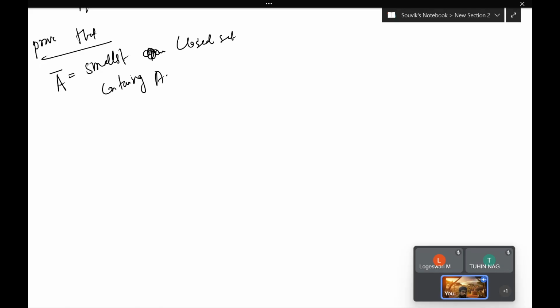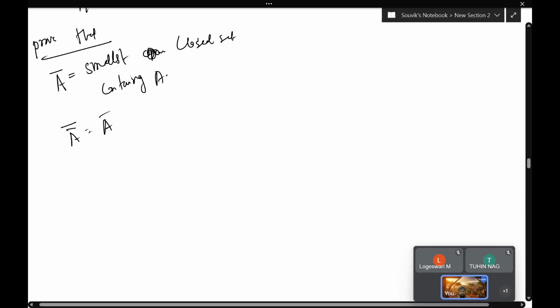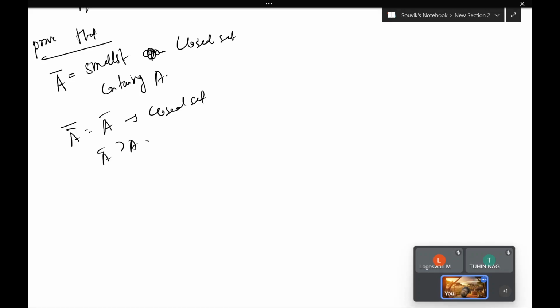First of all, closure is a closed set, because A closure equals A closure. So it is a closed set. And obviously A closure contains A by definition of closure. Now we need to check that it is the smallest closed set.